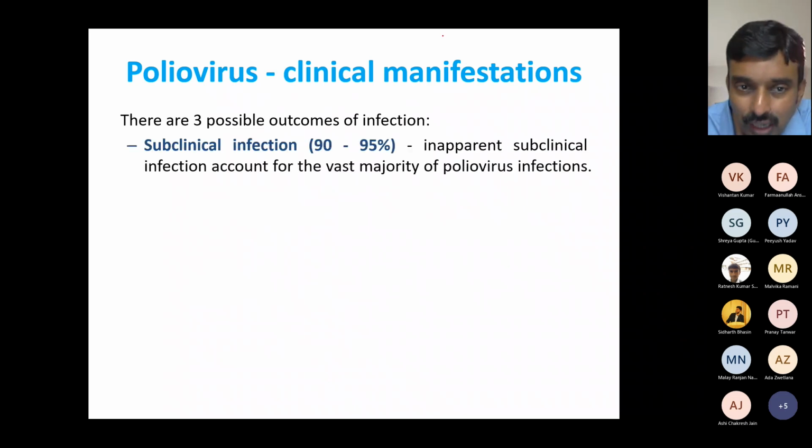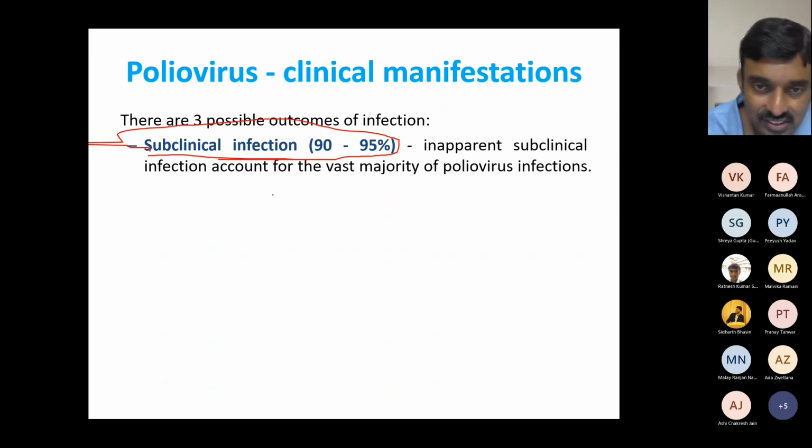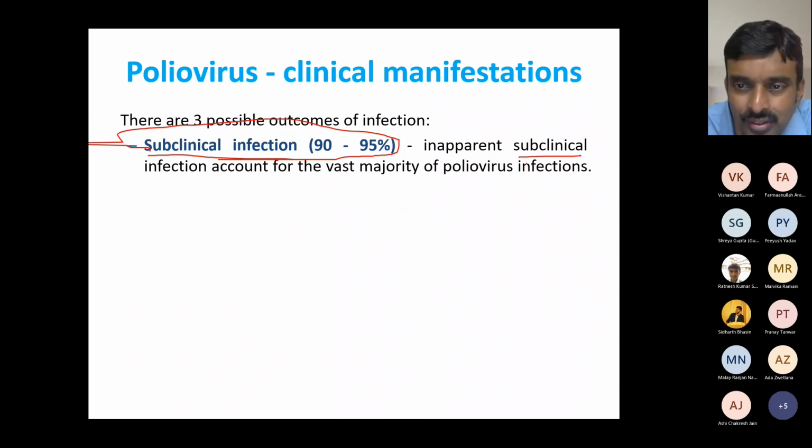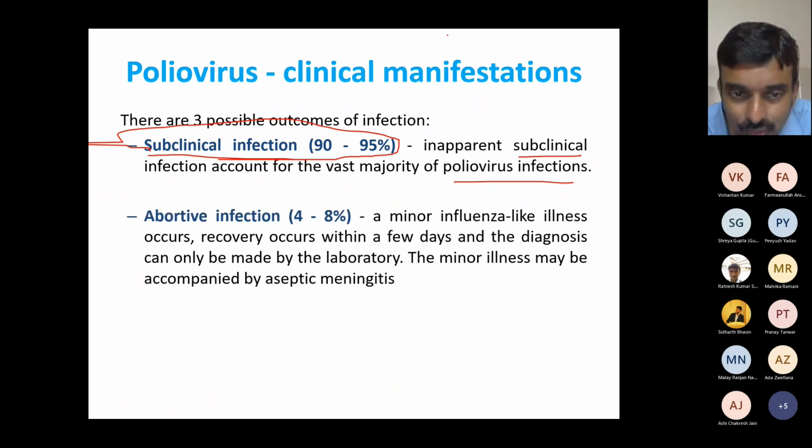There are 3 possible outcomes. The first one, which happens more often than not, is a good one, called subclinical infection. What does this mean? It means that they may have mild or no symptoms, and the body is able to fight off the infection, and they are just fine. No long-term effects.